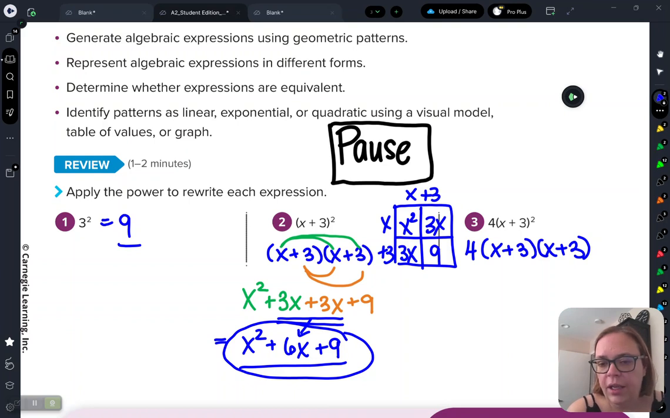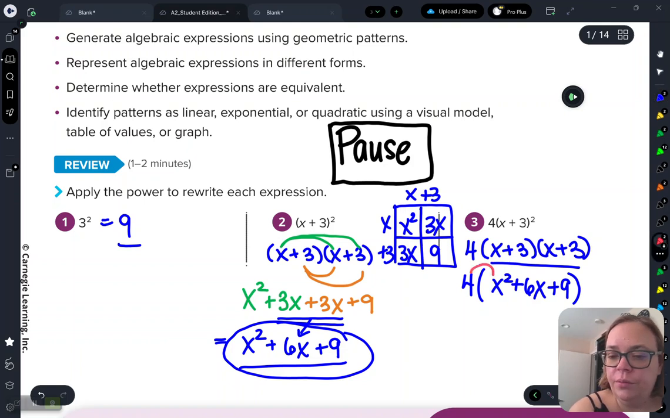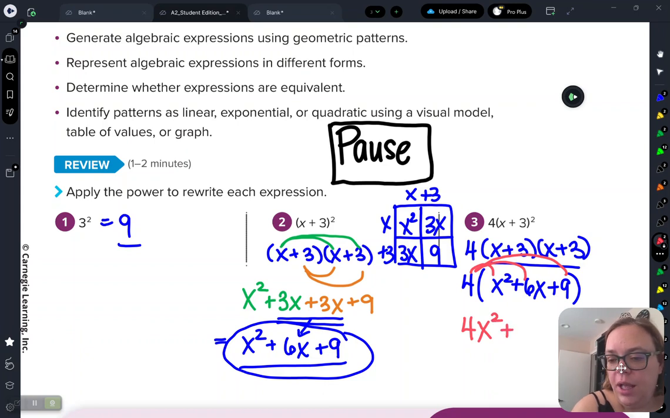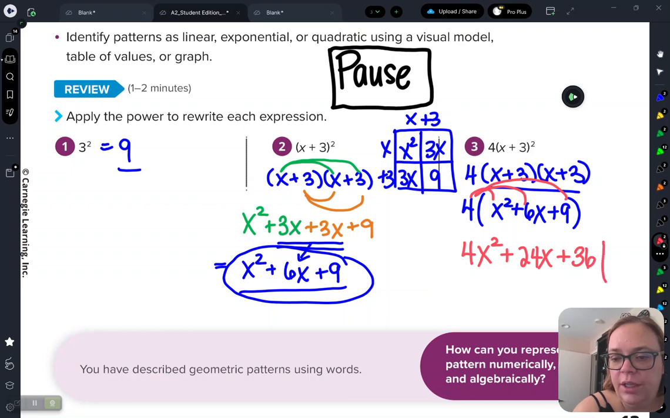And in number 3, it's almost identical except we have a 4 all the way in front. So this part is going to become the x squared plus 6x plus 9 that we just got. And then another step where I distribute this 4. So 4 times x squared is 4x squared plus 4 times 6x, which is 24x, and 4 times 9, which is 36.